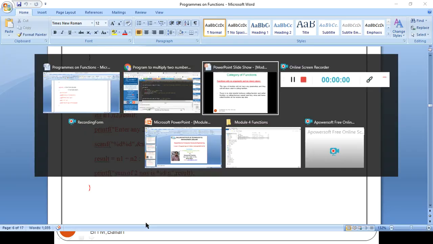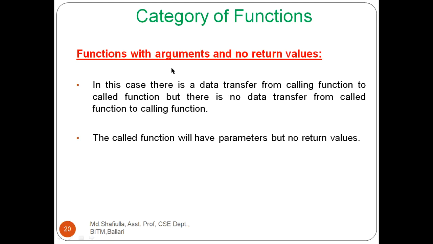Now moving on to the second case. Functions with arguments and no return values. In our second case, we do have the parameter list, but the return value will be void. That is, we are not going to return any value. So here there is a data transfer from the calling function to the called function. Whenever you have a formal parameter list, that is, if it is not empty, it is an indication that there is a data transfer from the calling function to the called function.